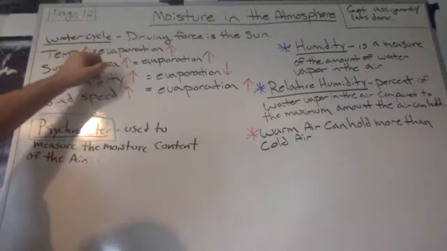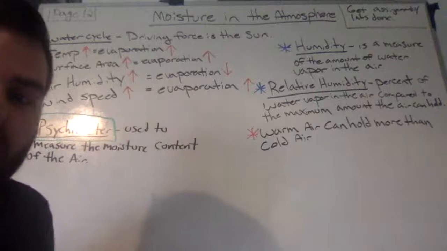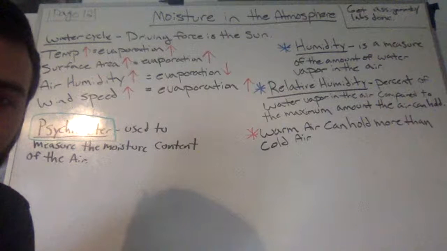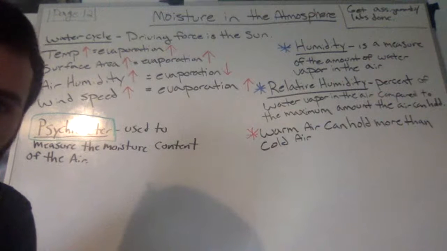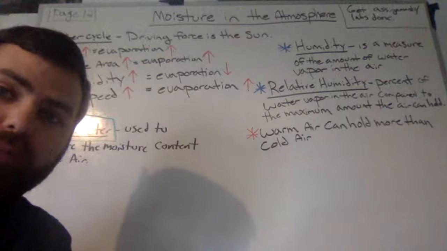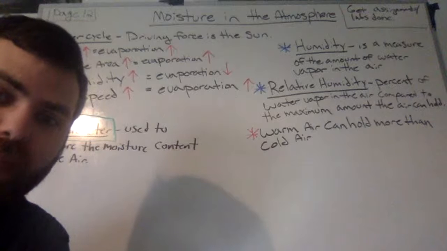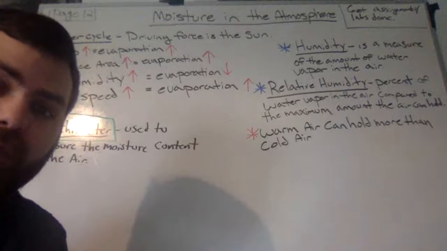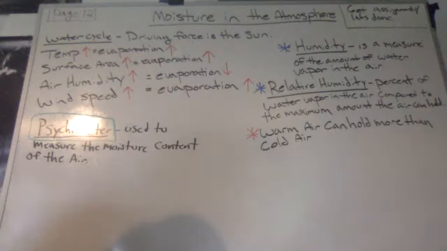So when temperature increases, evaporation increases. Basically, the warmer it gets, the hotter it is outside, that's how quick stuff evaporates. Think about it over the summer. If you spill a drink on the pavement, it usually evaporates very quick. It dries up. So that's the first one.